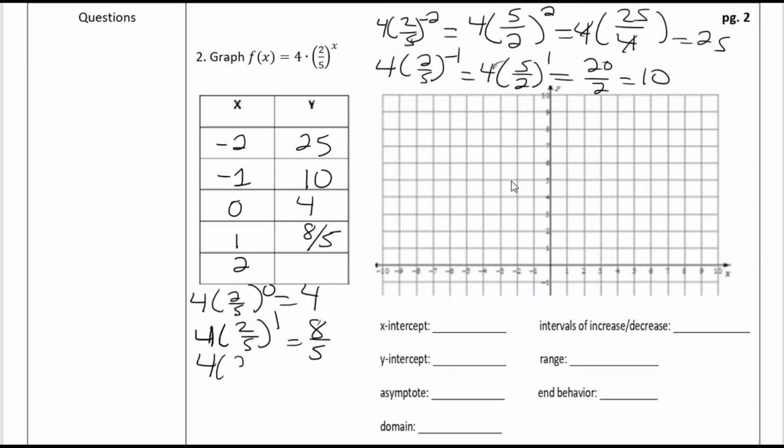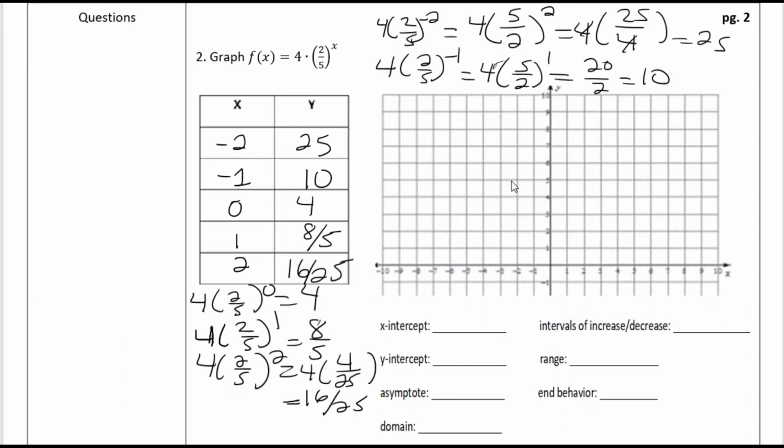Now we're going to do the last one. 4 times 2/5 to the second. 2 to the second is 4. 5 to the second is 25. So I got 4 times 4/25. 4 times 4 is 16. And again, you can do this on the calculator to make sure that this works out.